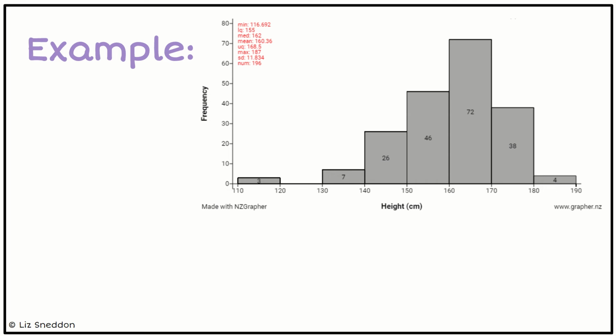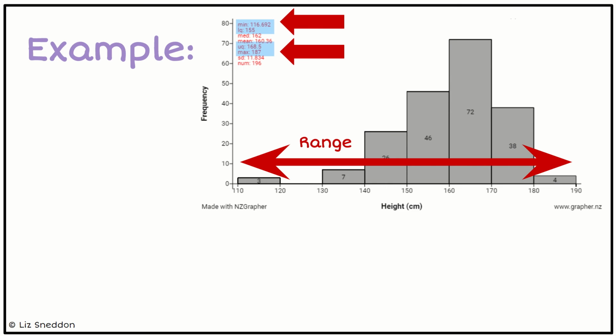So let's look at an example. We've got heights here. And the first thing we're going to do is notice we've got our minimum and lower quartile values calculated for us and our maximum and upper quartile values calculated. So we just need to do the formula now to calculate what the range and interquartile range is. So the range is our smallest to the biggest, and our interquartile range is that middle 50%.